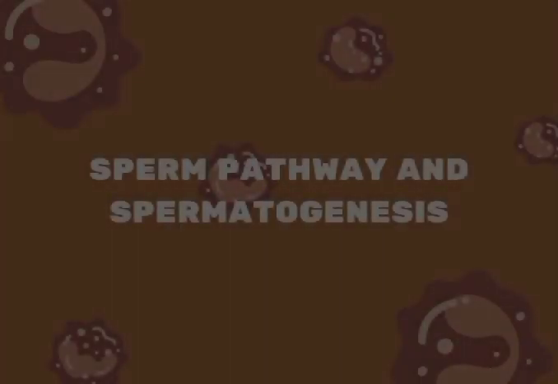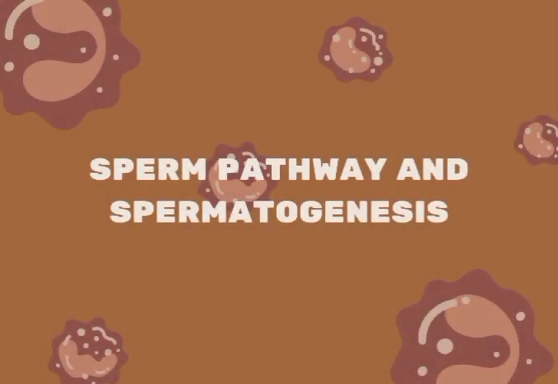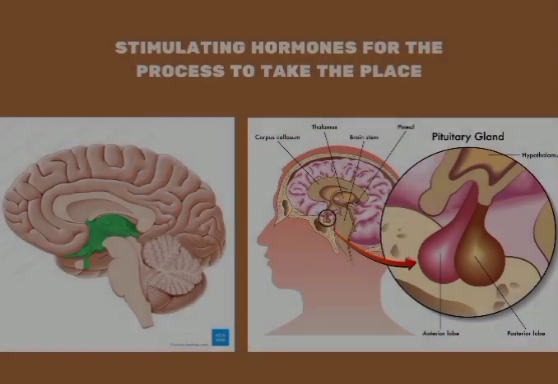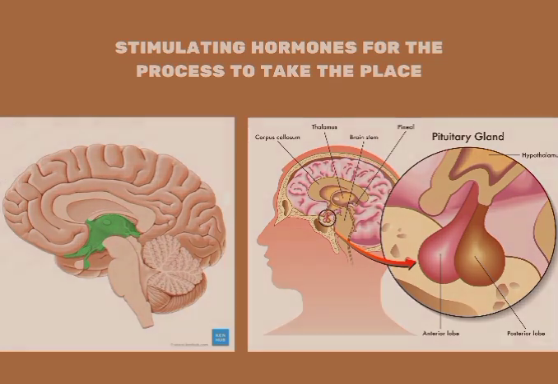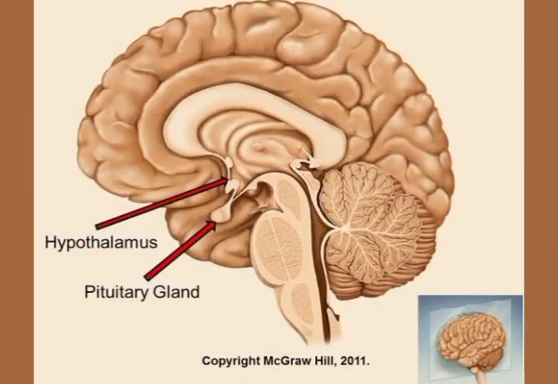Today, we're going to talk about spermatogenesis, which is the process of germ cell production, specifically male gametes. First, we're going to talk about the stimulating hormones for the process to take place. It all starts at the diencephalon, where the hypothalamus and the pituitary gland are located.